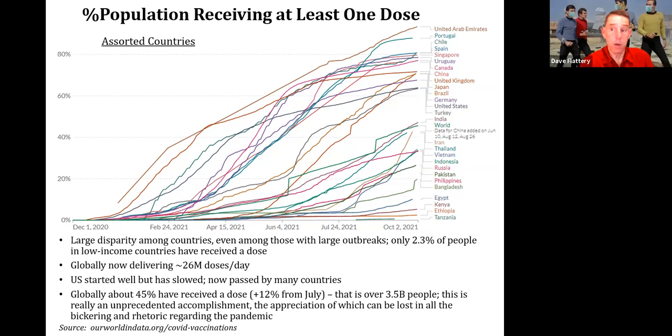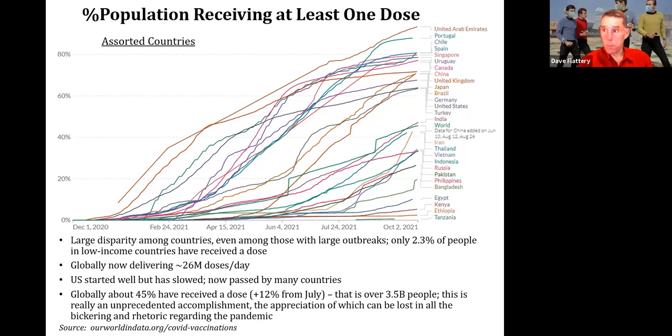So there still is a very large disparity among countries in terms of the degree of vaccinations, even some of which have very large outbreaks, like the Philippines and Pakistan and Russia, for example, that are well below 40%. The other interesting statistic that was cited at the Our World in Data site where I extract these data is that only 2.3% of people in low-income countries, and I don't know exactly how they define that, have received a dose. So even though we're doing 26 million doses a day, the distribution of vaccines is still pretty unbalanced based on population or need.